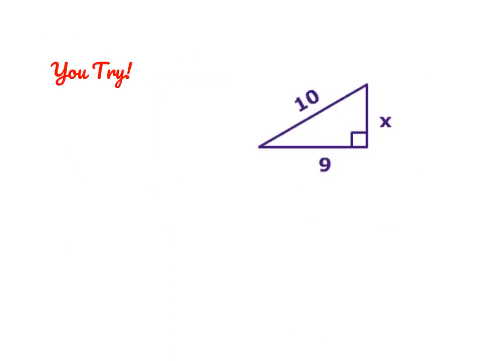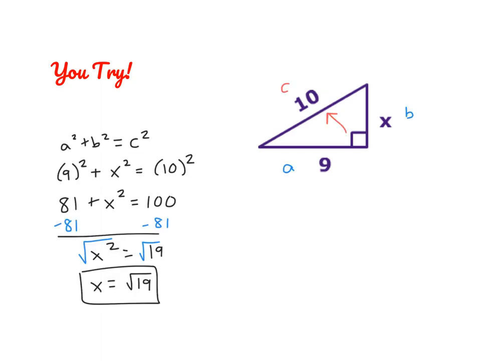Okay, last problem. Go ahead and pause the video and give this one a try. Okay, go ahead and check your answer here. Be careful because 10 must be our c value. So here's my formula. Here I substituted for a, b, and c. 9 squared is 81, 10 squared is 100, and then solve for x squared. So I subtract 81 from both sides, and then clear your square by taking the square root of both sides. So x equals the square root of 19.